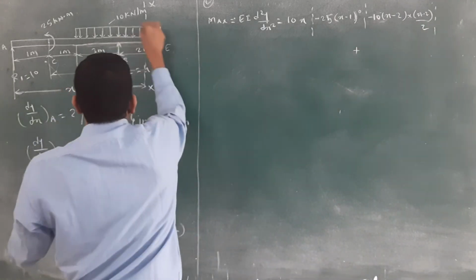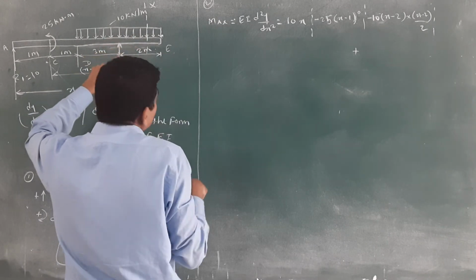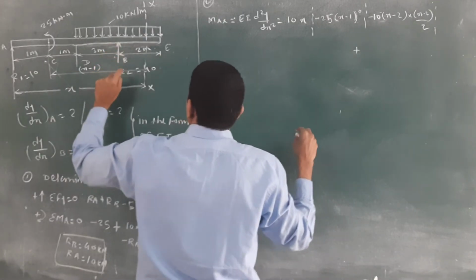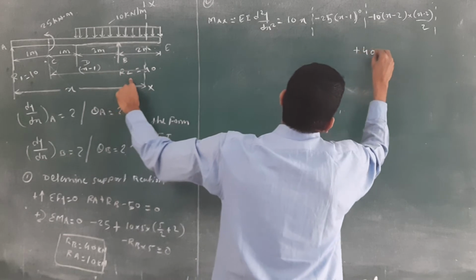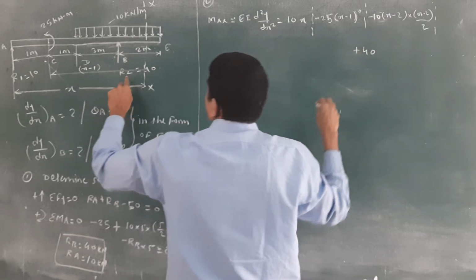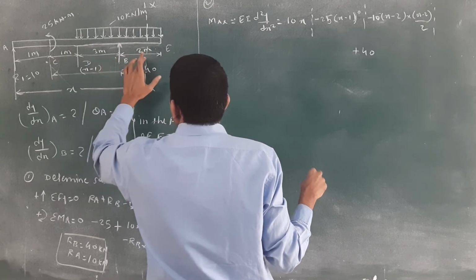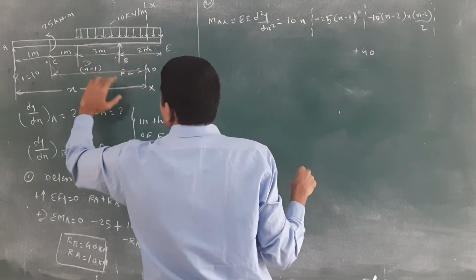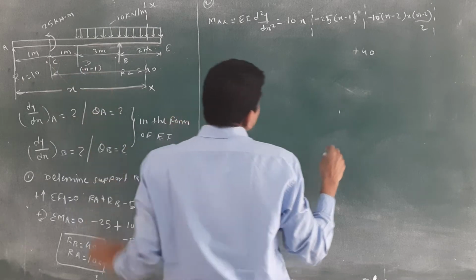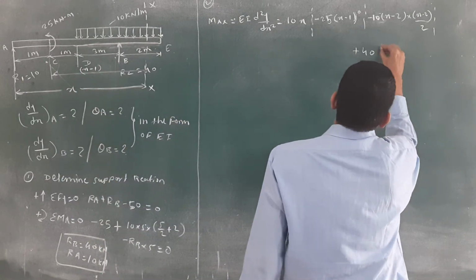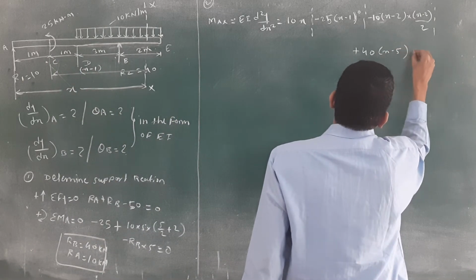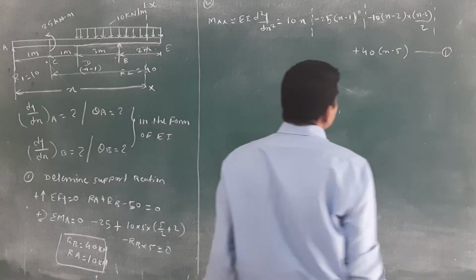And the last section is a plus. This is going in the clockwise direction, plus this side. This R2, or RB, is equal to 40. And what is this distance? The remaining distance from B to this section XX is x minus 5. This is equation number 1.